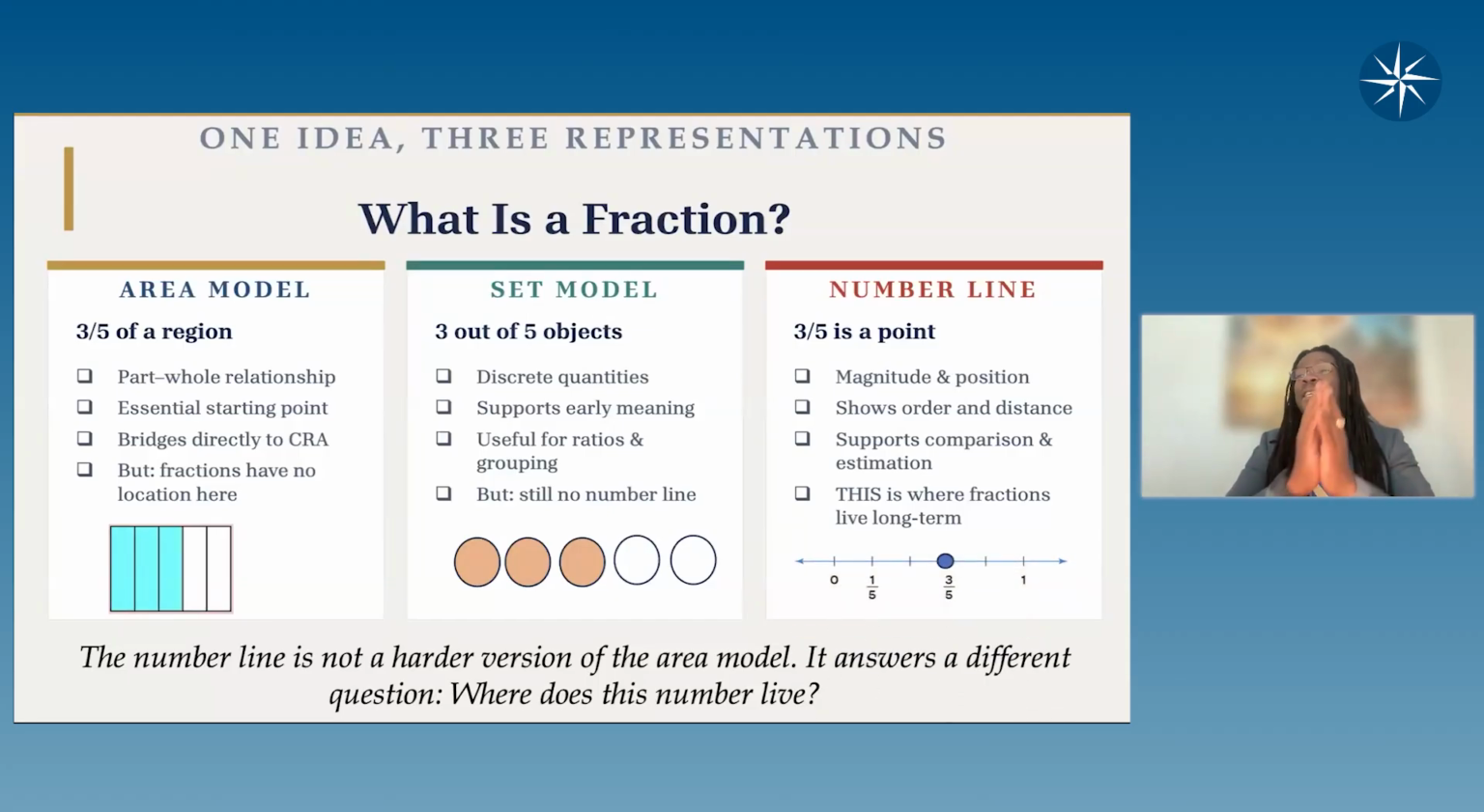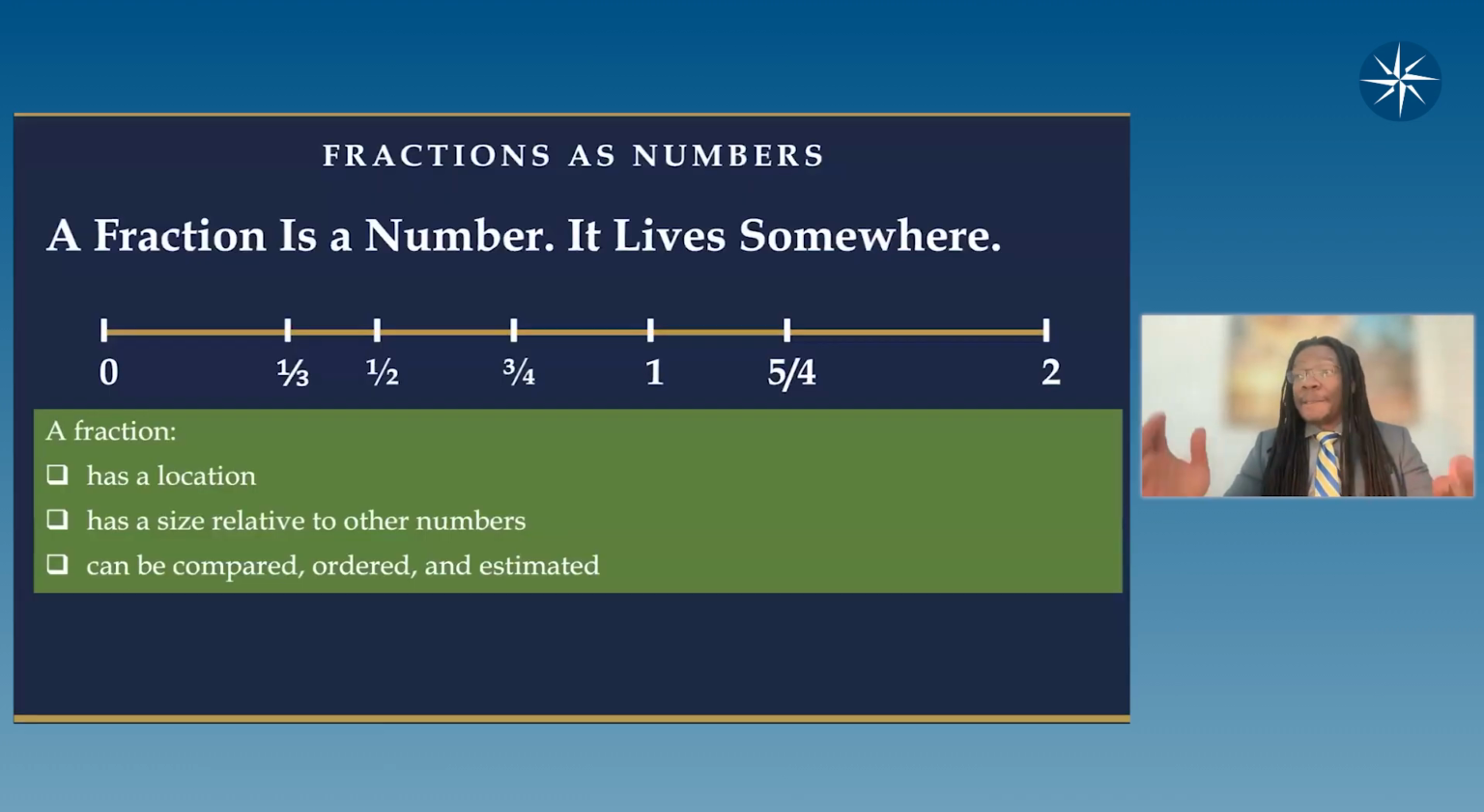So the number line is not necessarily a more difficult version of the set model or the area model. It answers a different type of question: where does this number live in relation to other numbers? And here is a classic number line, starts at 0. I didn't put the negative on the other side, but I should have practiced what I preach.